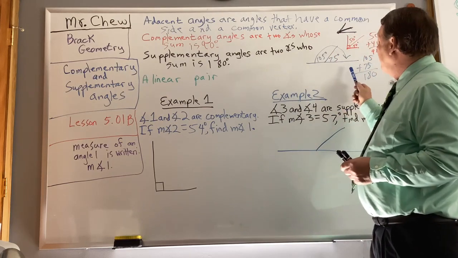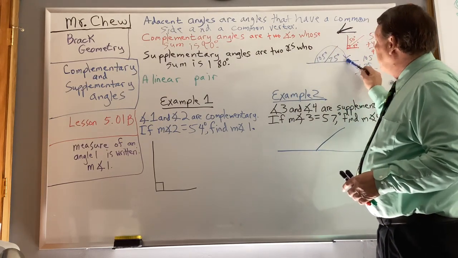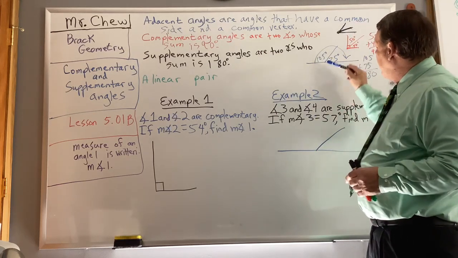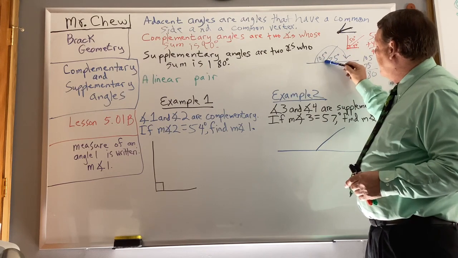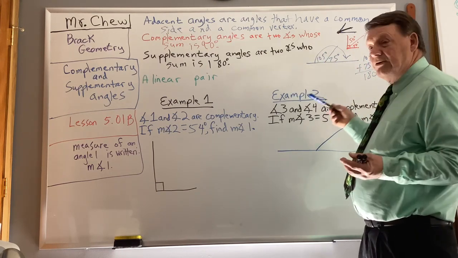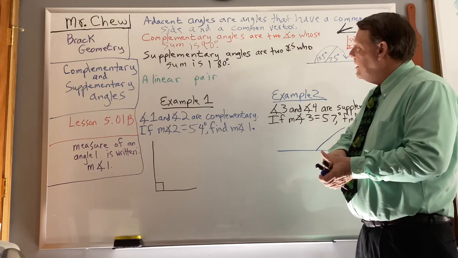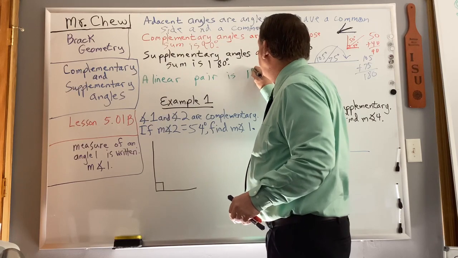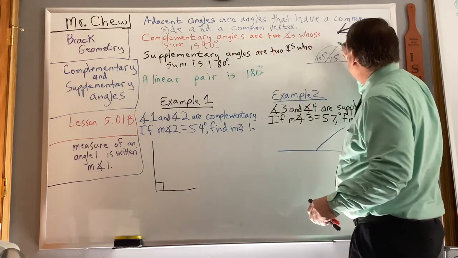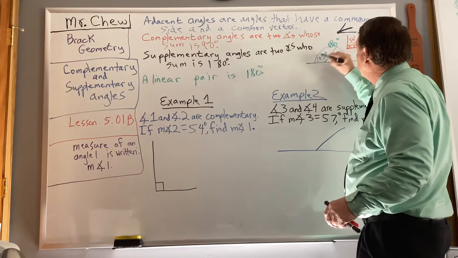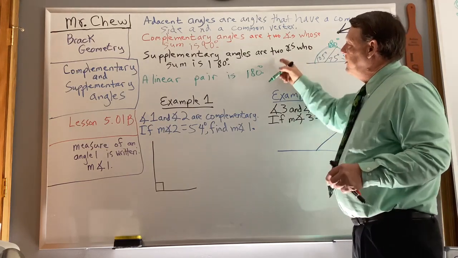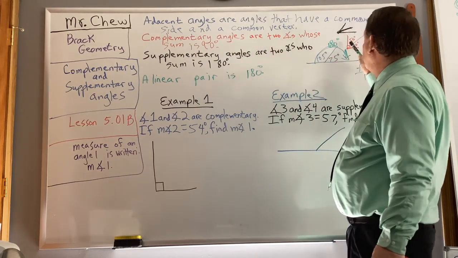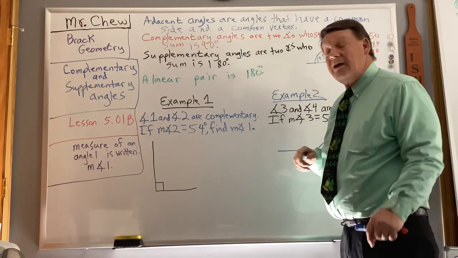Now, supplementary angles end up making what's called a linear pair. A linear pair has a common side, and then the other sides go in opposite directions to make a line. So a linear pair, I'm just going to say, is 180 degrees. Do you see how that's 180 degrees here? And supplementary angles always make up a linear pair. And complementary angles always make up a right angle because it's 90 degrees.